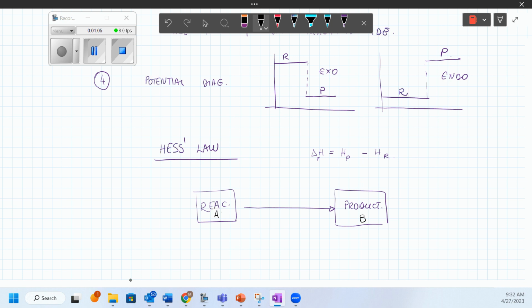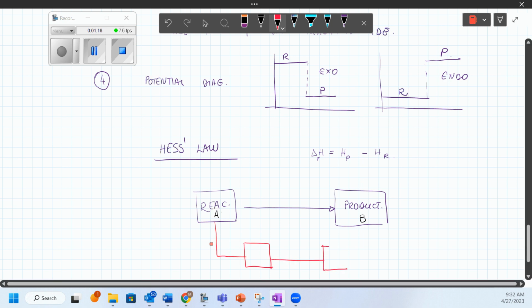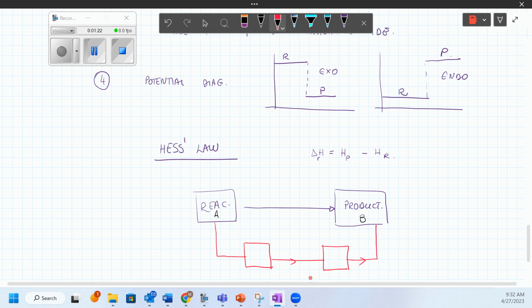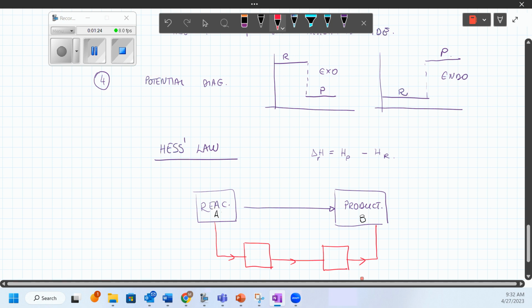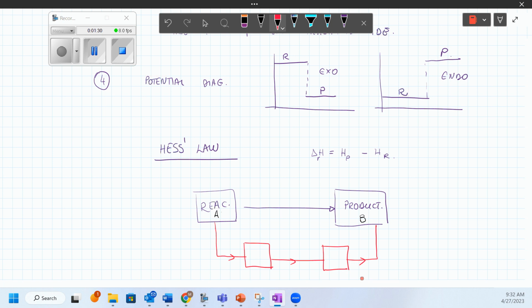You can go straight, and this will be the enthalpy of the reaction, or you can go another way, have a station here, and then have a station here, and then you go this way. Still, he was saying that the enthalpy of the reaction will be the same. Those are known as the intermediate reactions. What are those intermediate reactions? They are kind of halfway reactions toward the products that we want.